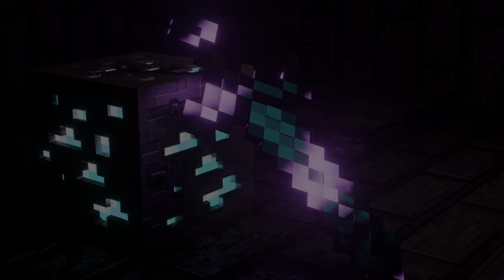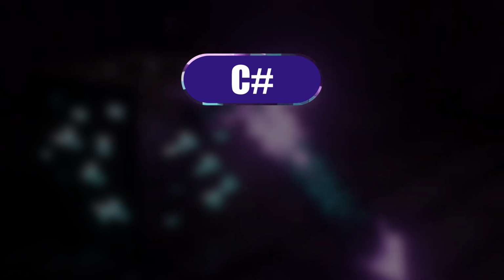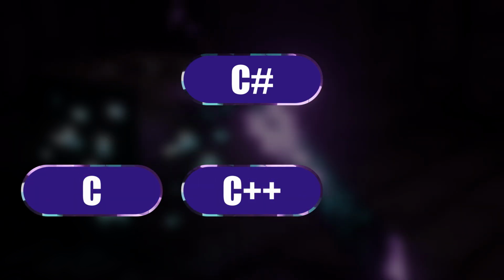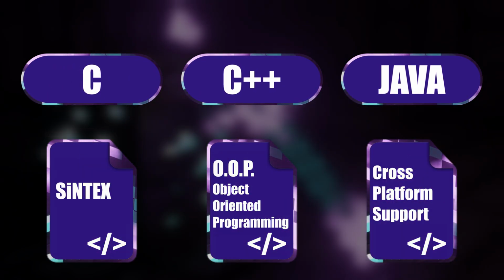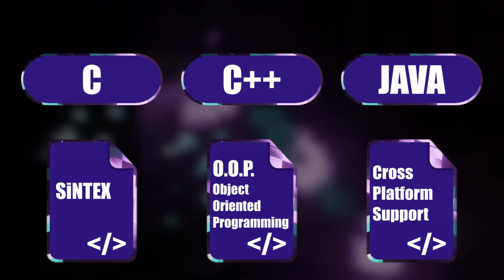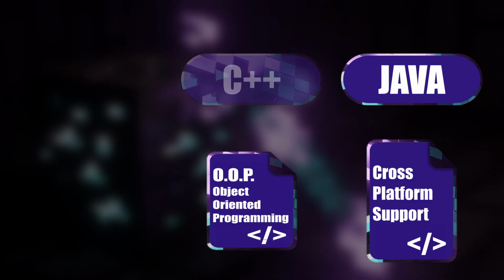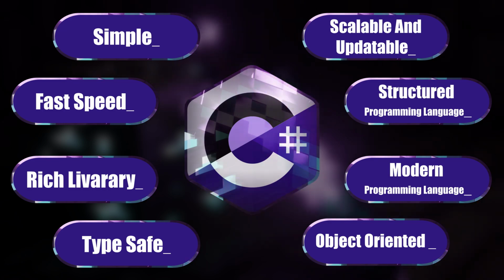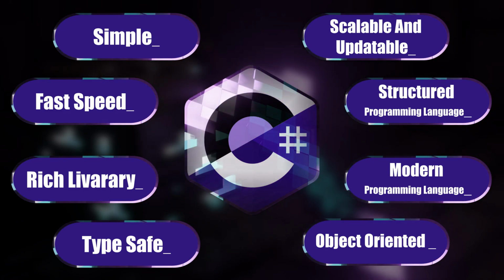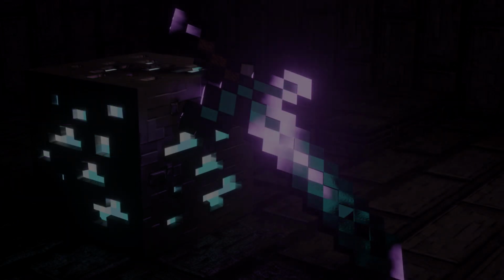So C# also inherits good features from C, C++, and Java, like syntax from C, OOPs from C++, and cross-platform support from Java. And other than that, there are some more features added to C#. Now you can say C# is an enhanced version of these three languages.